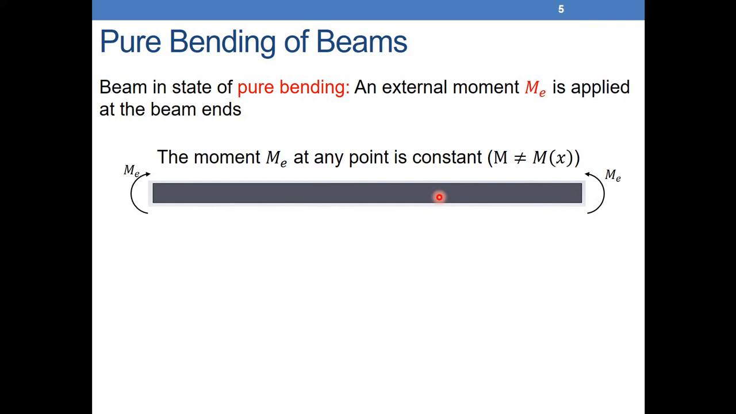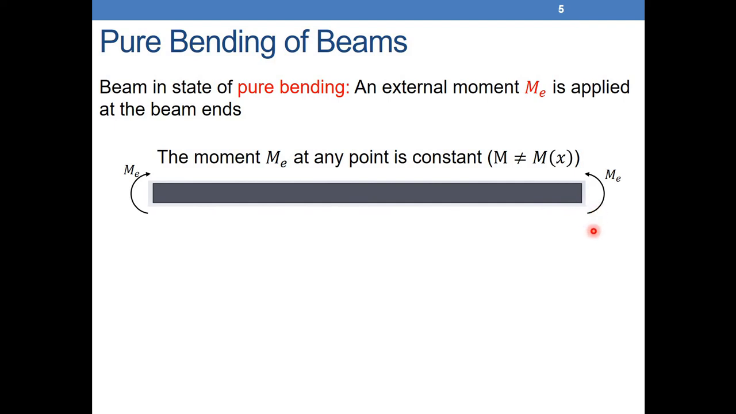Before we start with bending, we talk about pure bending. When we say a beam is under pure bending, it means that we have an external moment applied at the two ends of the beam. So if I have an external moment here and an external moment here, we call these two moments bending moments. This is different than torsion. In torsion, the moment was around the axis of the shaft. Here it is not around the axis.